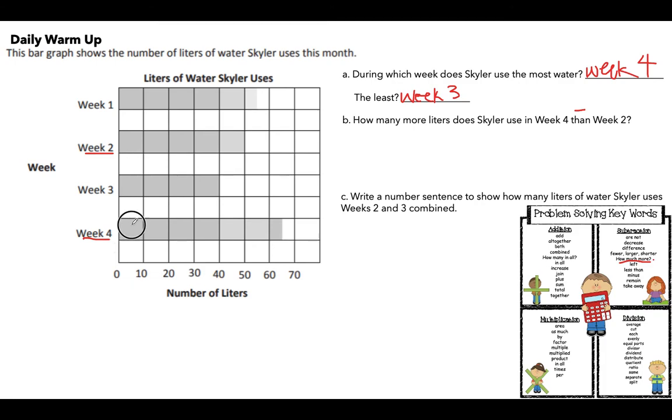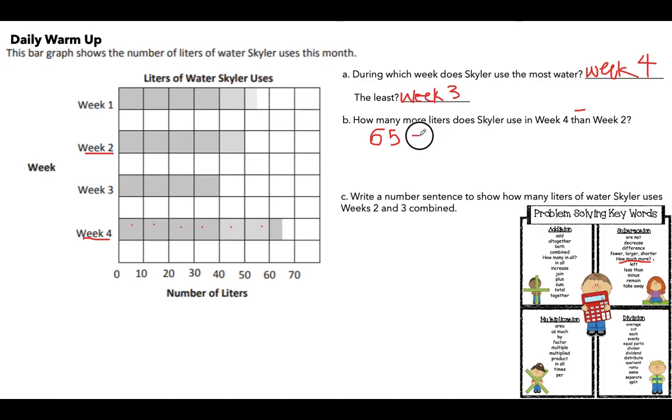So let's count. 10, 20, 30, 40, 50, 60. But look at this. This is not a full box. It's only half. So I know that half of 10 is 5. So that means that week 4 is 65. And let's look at week 2. I'm going to trace this line all the way up. She's at 50 for week 2 because it's 5 full boxes and my bottom is labeled.